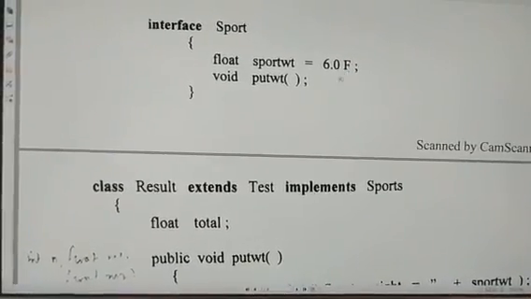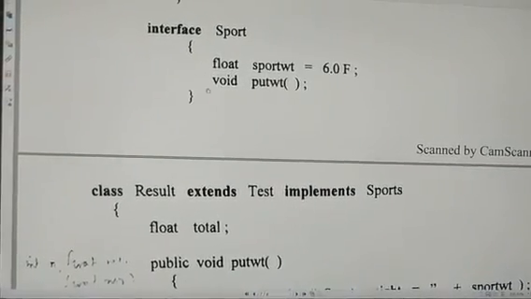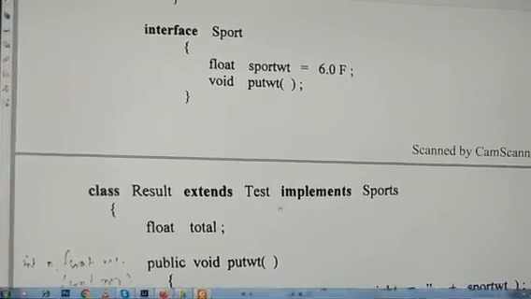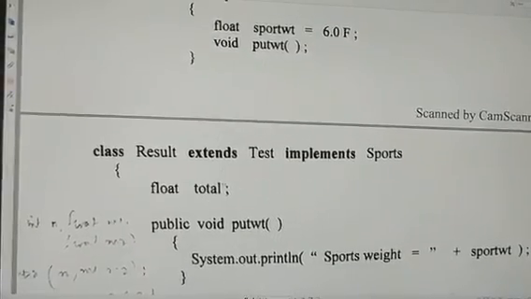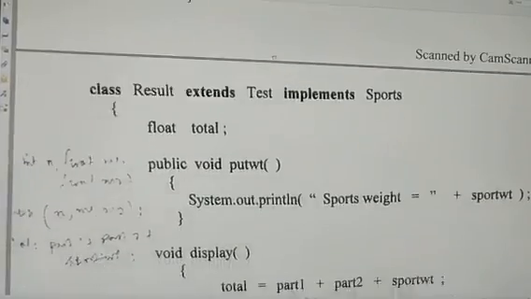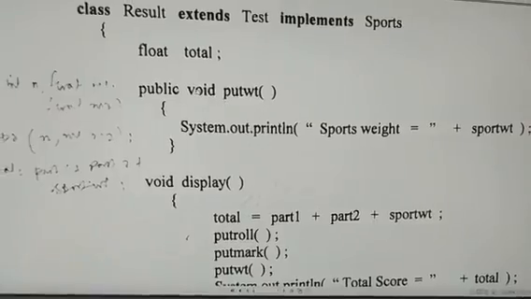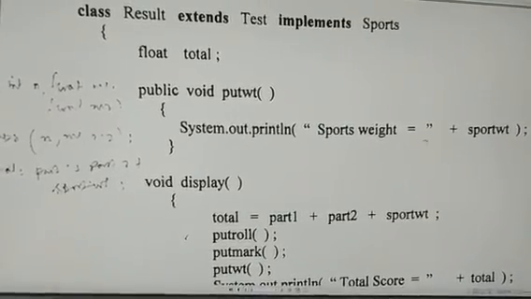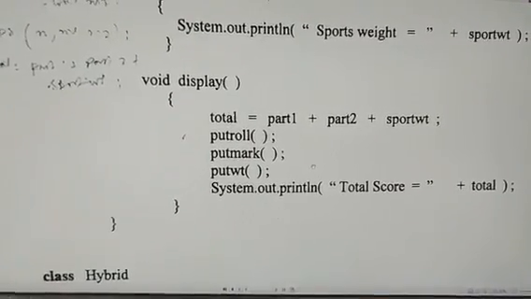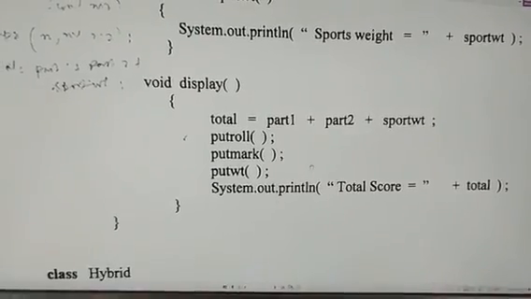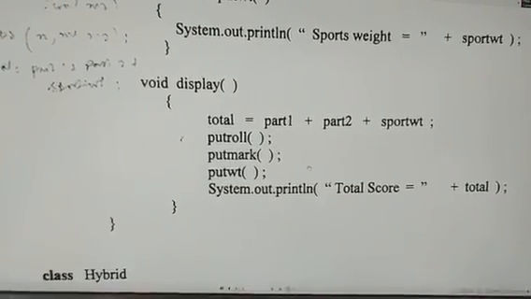Float sport weight 6.0f and void put weight are present here. This one is final static and this one is abstract, but we do not have to write that in an interface. By default it becomes so, but this void put weight we have to implement with the help of the public access specifier. Float total, and then public void put weight, System.out.println sports weight is there. Void display, where we are thinking that in sports some marks have been there. So unit test 1, unit test 2, and in sports what they are getting, we are getting it into a variable, that one is total.